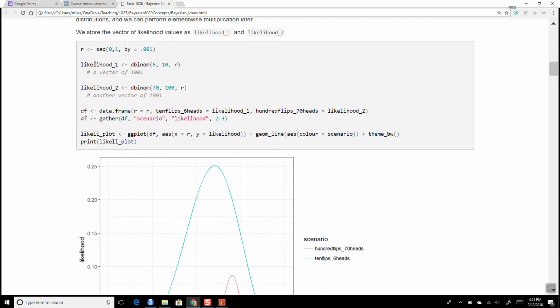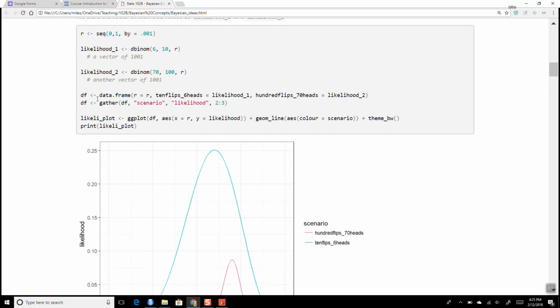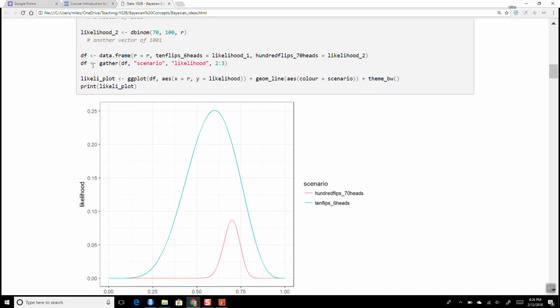And then I will calculate the likelihood of my data. So I'm just going to say, what's the probability, dbinom of 6, 10, for all the different values of R? I get 1,001 values for the likelihood. And then I do the same thing with 70, 100. So what's the probability of getting 70 heads out of 100 flips for all the different probabilities R, okay? And then I get a vector called likelihood 2. Okay, I just throw this into a data frame, and I use tidyr to gather the columns into a single column, and I create this likelihood plot.